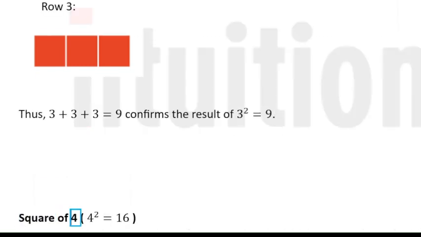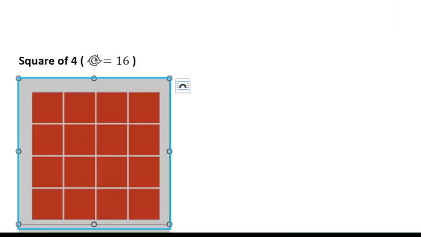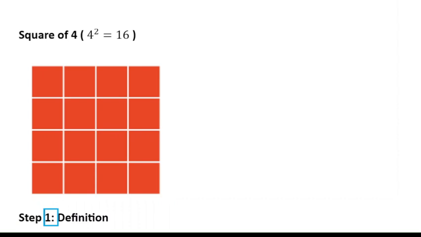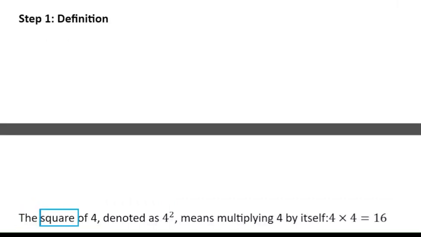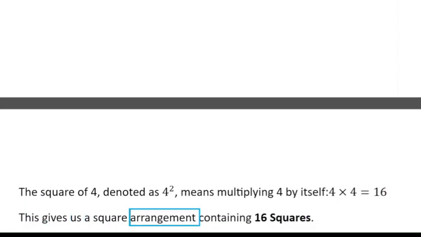Square of 4. 4 squared equals 16. Picture 33. Step 1. Definition. The square of 4, denoted as 4 squared, means multiplying 4 by itself. 4 times 4 equals 16. This gives us a square arrangement containing 16 squares.